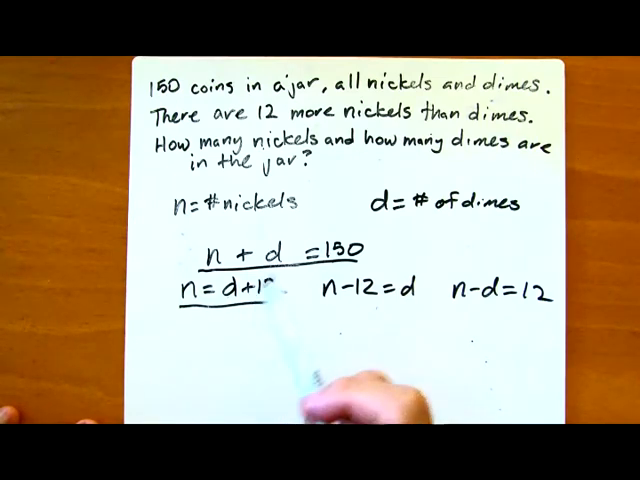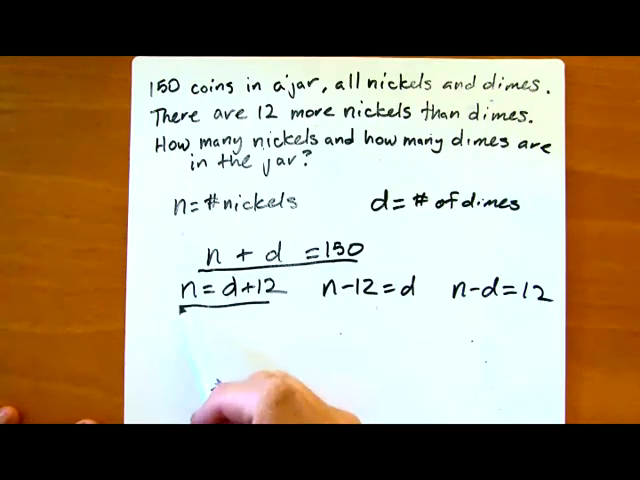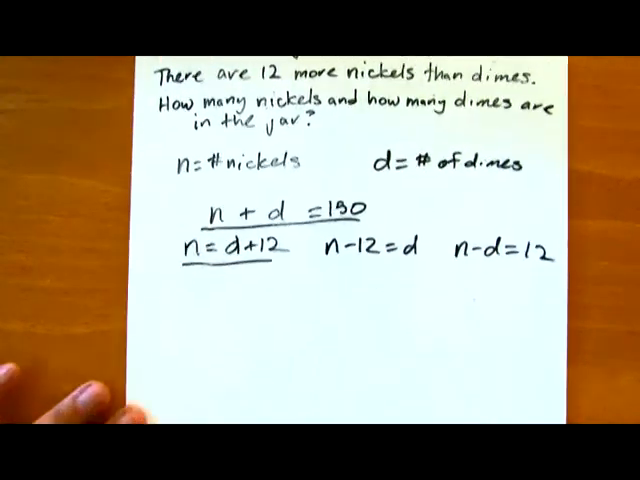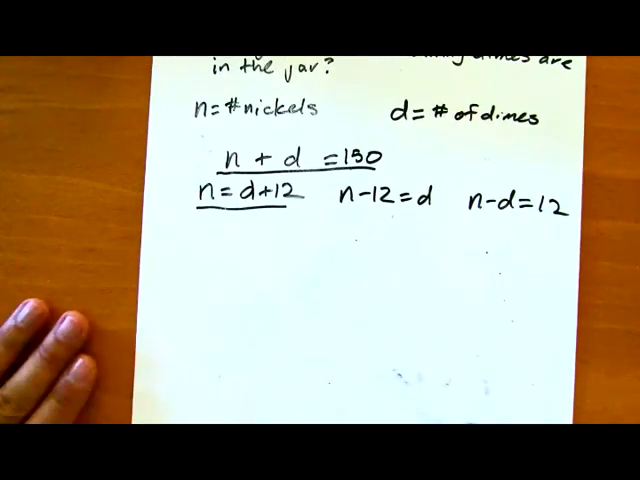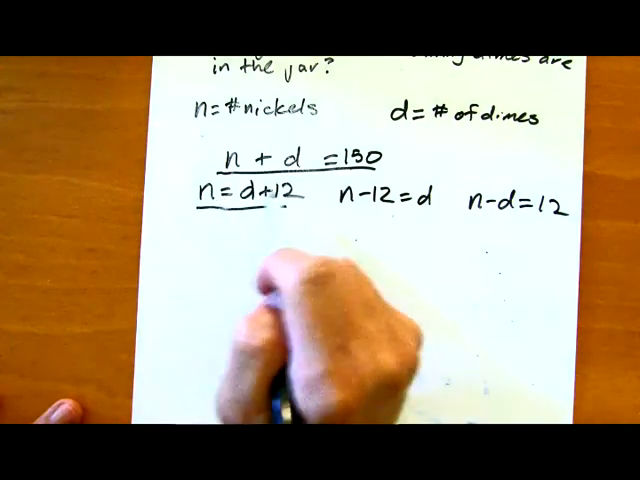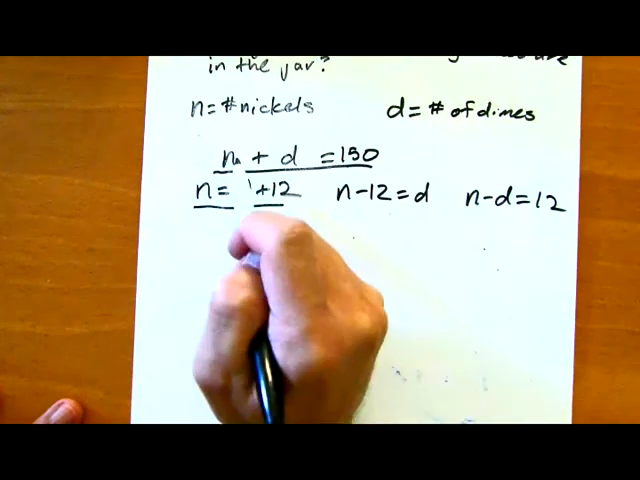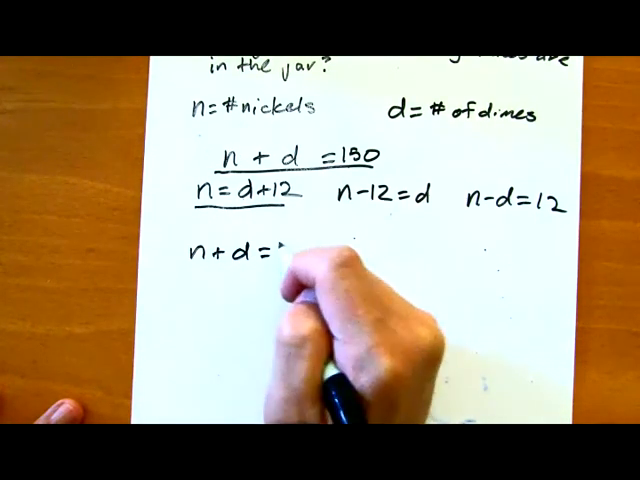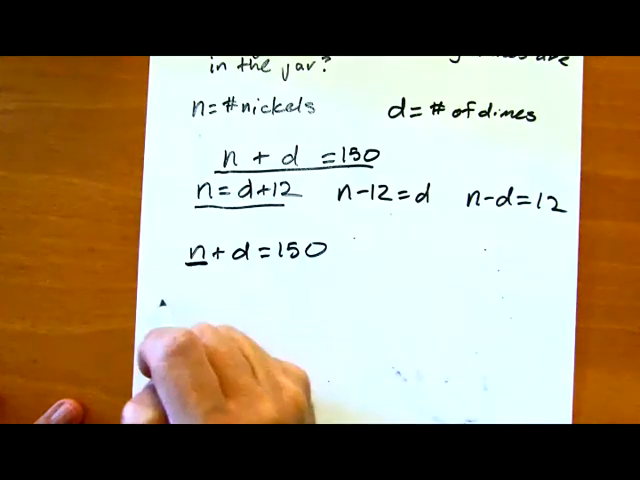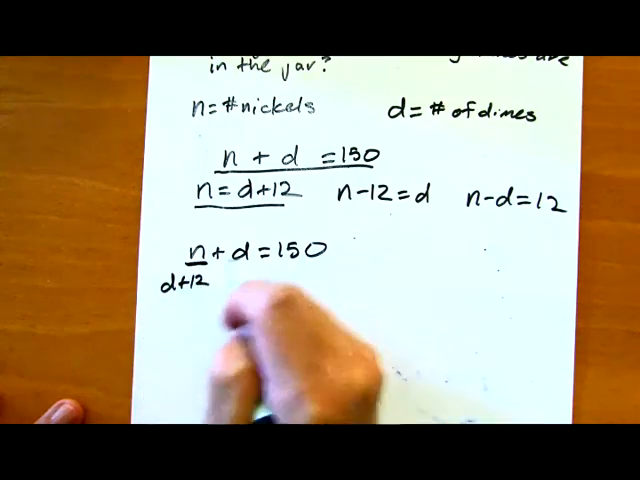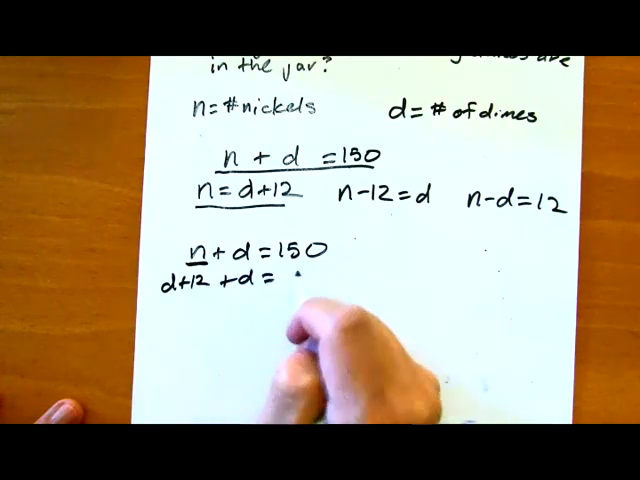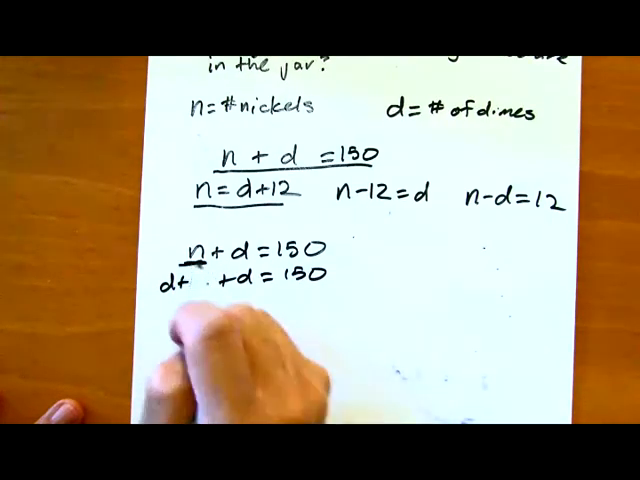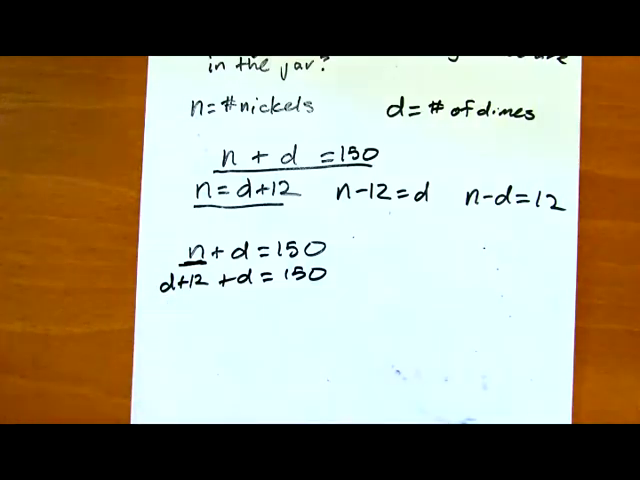If you pick one of the methods to solve, one method is better than the other three. You have a variable by itself. Substitution would be better here. I'm going to replace n with d plus 12. In place of this n, I'm going to put d plus 12. The rest of it will stay the same. So in place of n, I just erase it. I put d plus 12, substitution method.